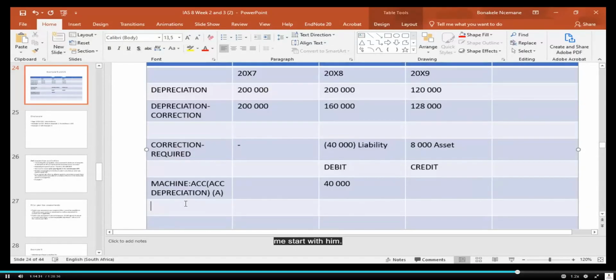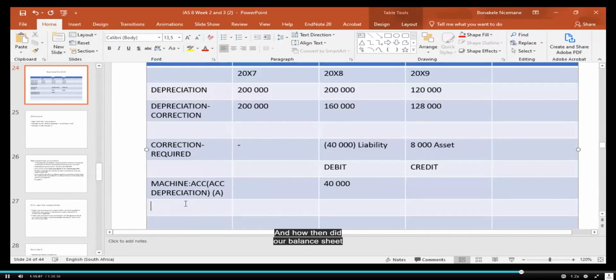Let me first start with him. You're saying we should debit and we should credit an asset, right? The first gentleman said we should credit an asset, right? Yeah. But let's think about this. What did we do that affected the asset in that prior period? We had depreciated that asset.